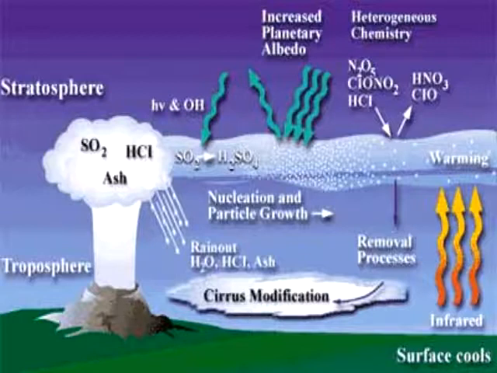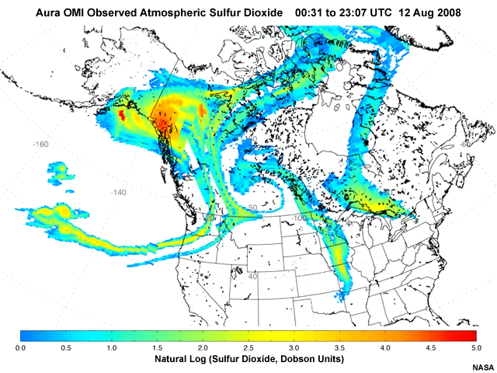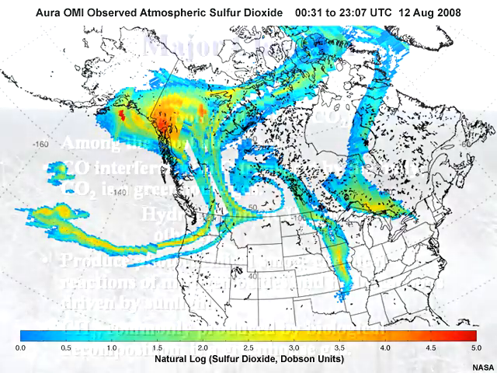Now, this is a natural source, but of course human activities, various kinds of industrial processes, things like burning coal and so on, can also release pollutants that make it into the atmosphere that can contribute to acid rain and phenomena like that. Now, here's another satellite image that illustrates the distribution of sulfur dioxide in the atmosphere over North America on a particular summer day.